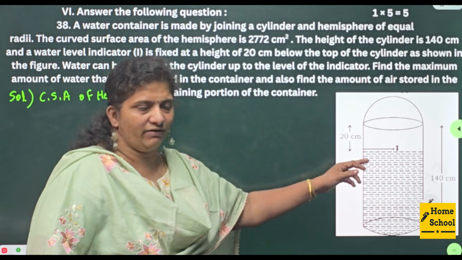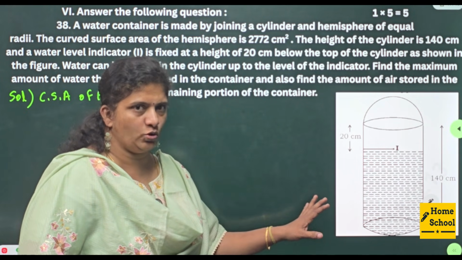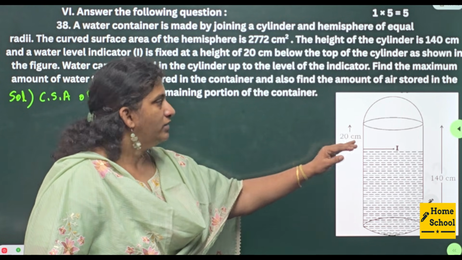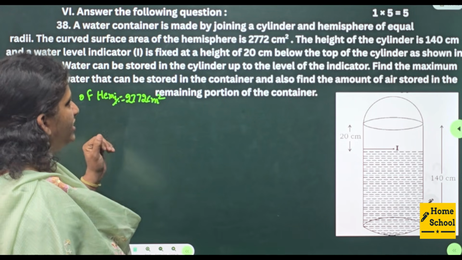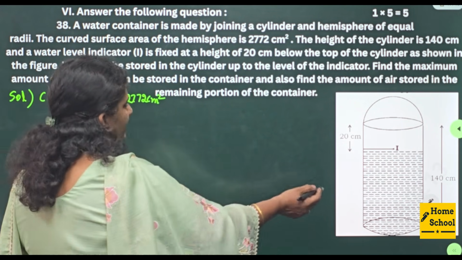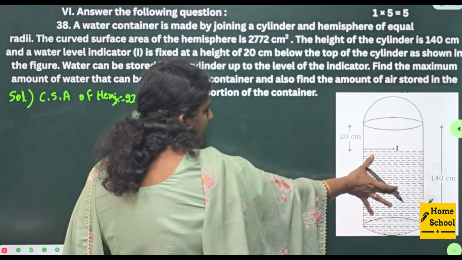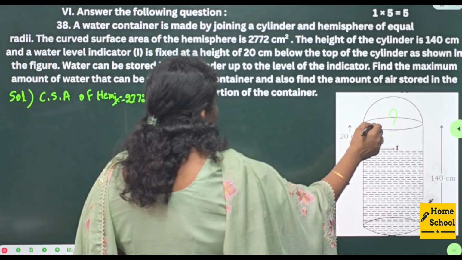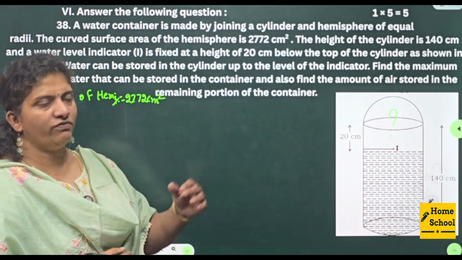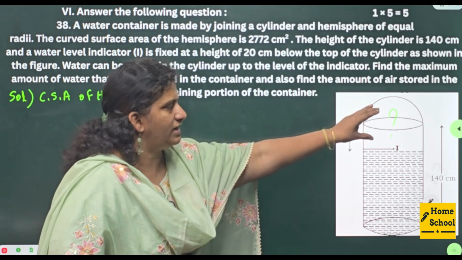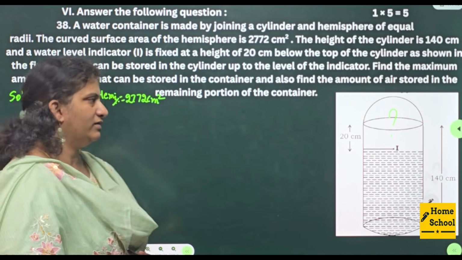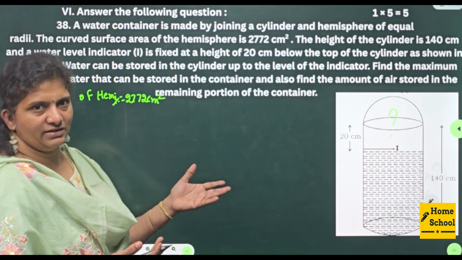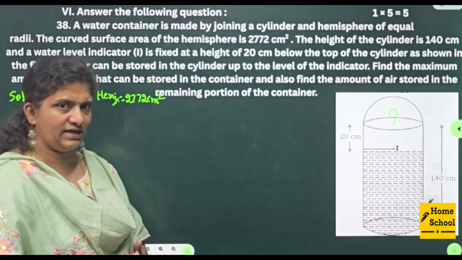See here, indicator given, up to here only water can be stored in the solid. Right? You can see a cylinder and a hemisphere. What is your question? Find the maximum amount of water that can be stored in the container. This amount of water volume we need. And find the amount of air. So how much amount of air is stored in this part of a cylinder and a hemisphere, we need to calculate. Right? If you need to calculate, first we need to find the radius. Radius of a cylinder and hemisphere both are same, right?